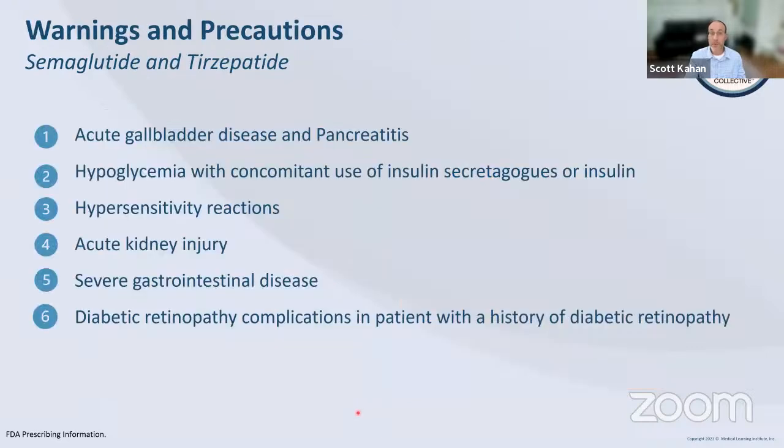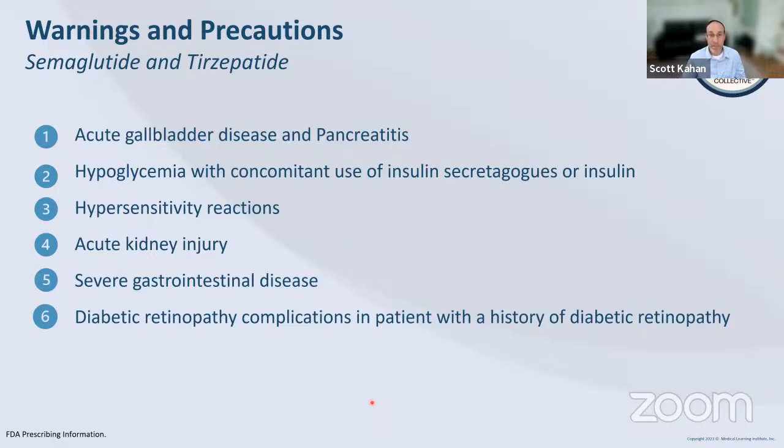Some other warnings and precautions. So acute gallbladder disease is possible, and of course, pancreatitis. A significant portion of the cases of pancreatitis occur secondary to gallstones, but there's other cases that there doesn't seem to be evidence of gallstones, so there may be a direct toxic effect on the pancreas.